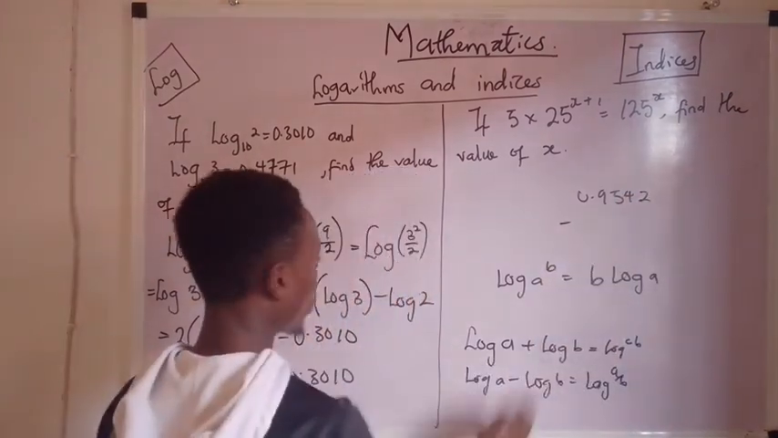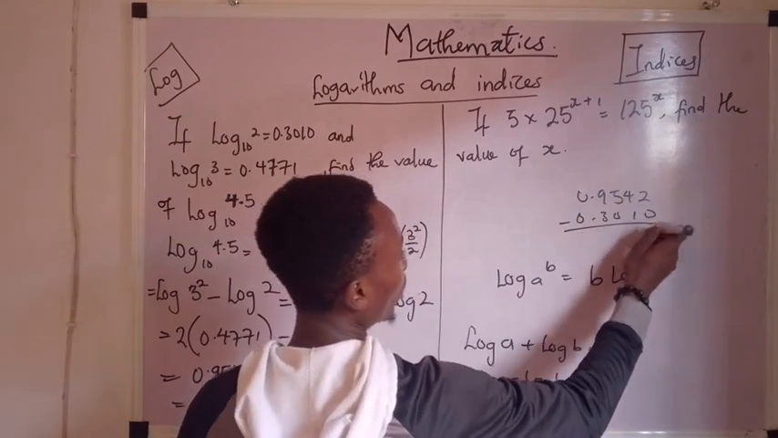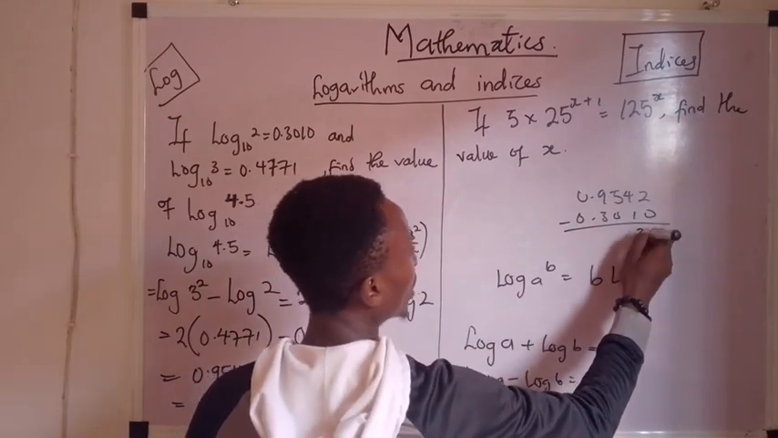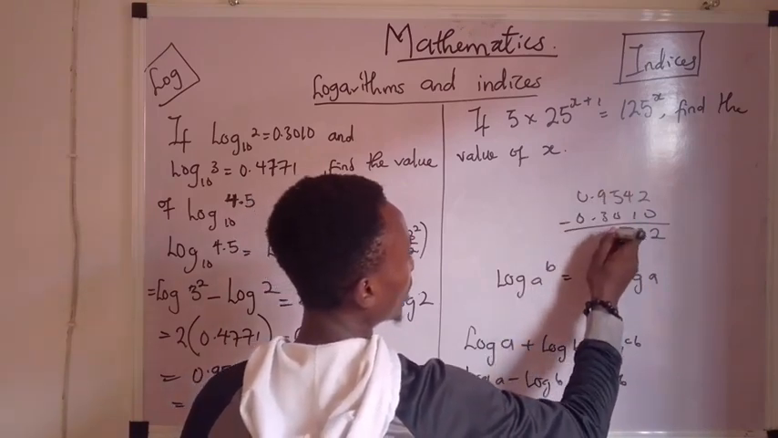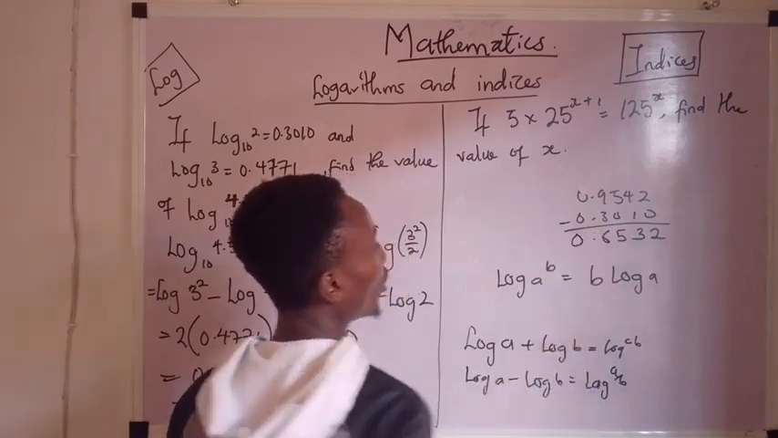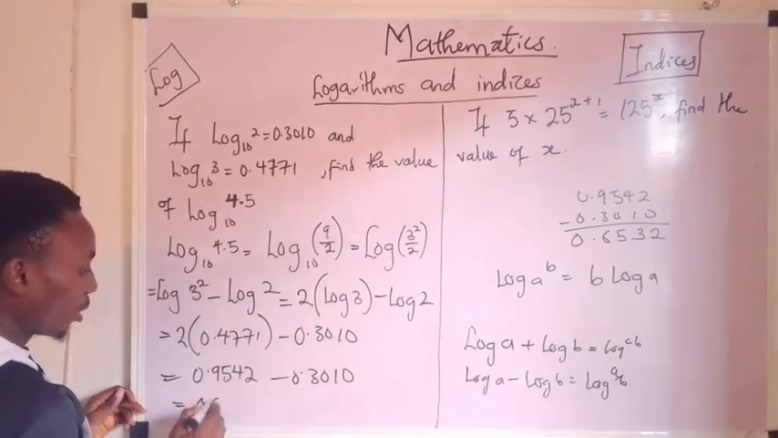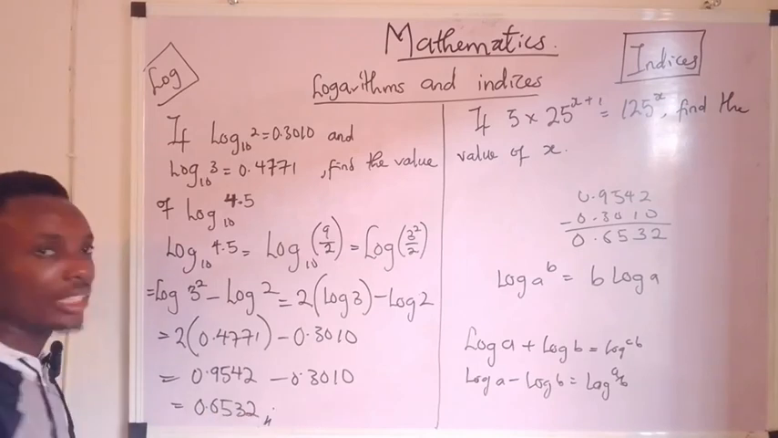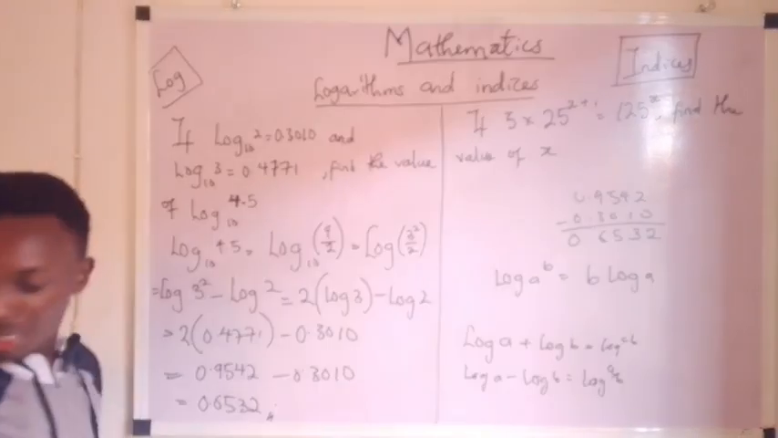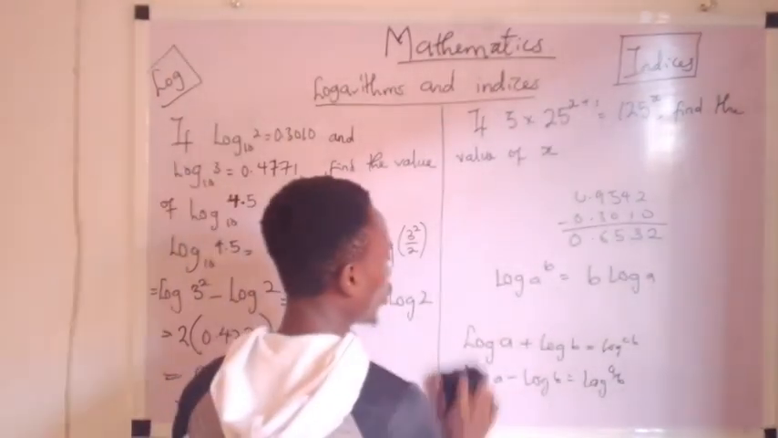0.9542 minus 0.3010. Subtract: 2 minus 0 is 2, 4 minus 1 is 3, 5 minus 0 is 5, 9 minus 3 is 6, and you have your 0. So this gives us what? 0.6532 as our final answer. And that is that for this question. Very quickly, let's go to the second question.